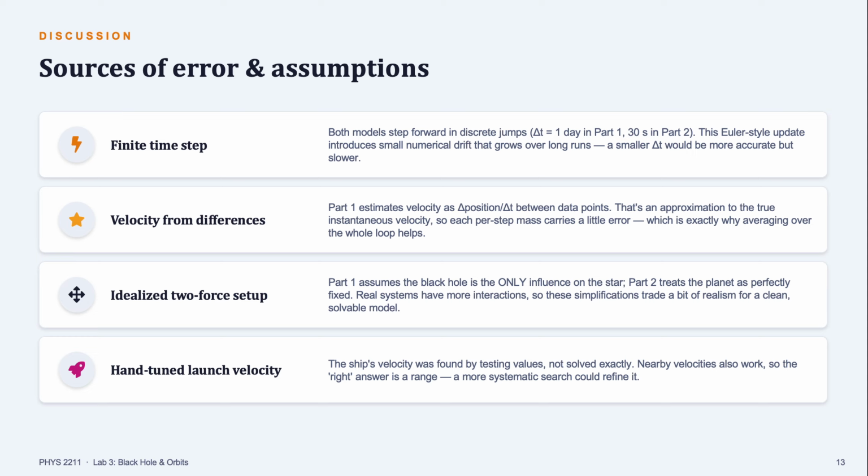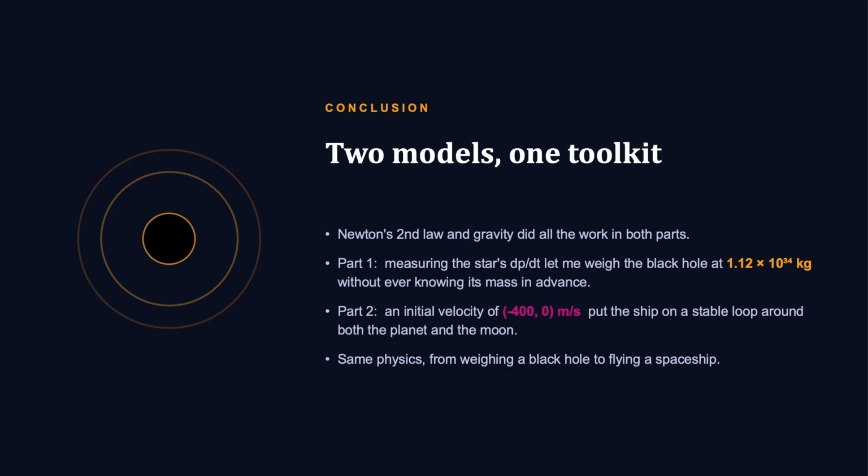Looking at sources of error, both models use a finite time step, which drifts over long runs. Part 1 estimates velocity from position differences, which is why averaging helps. And the ship's velocity was hand-tuned, so that was a really wide range. To wrap up, Newton's second law and gravity did all the work.